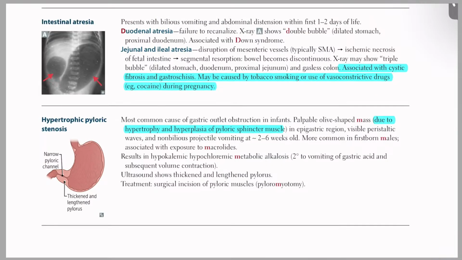Intestinal atresia presents with bilious vomiting and abdominal distension within first 1 to 2 days of life. Duodenal atresia, failure to recanalize. X-ray, shown in image A, shows double bubble, dilated stomach, proximal duodenum, associated with Down syndrome.